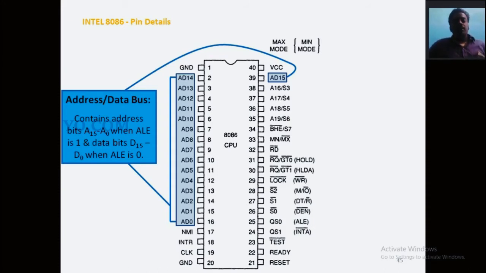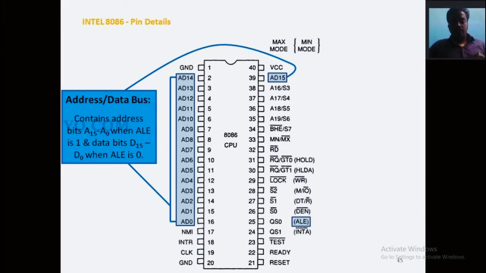Understand? ALE is address latch enable. It enables or disables the address bus and data bus. If ALE equals 1, the entire 16 pins act as an address bus. If it is 0, they act as a data bus. So we call it the address or data bus.